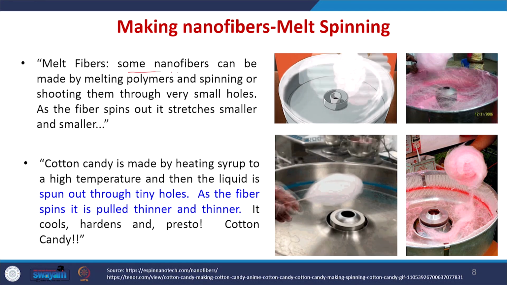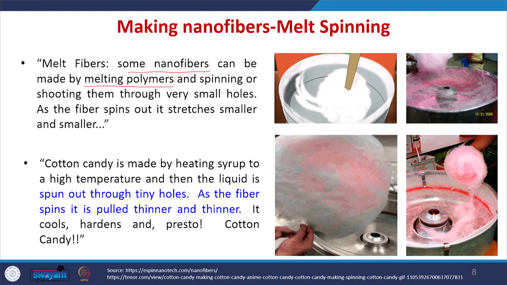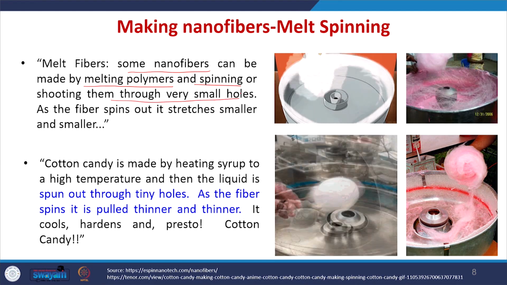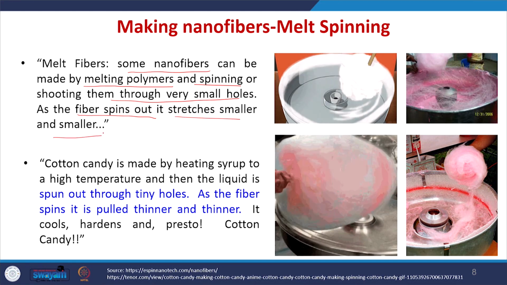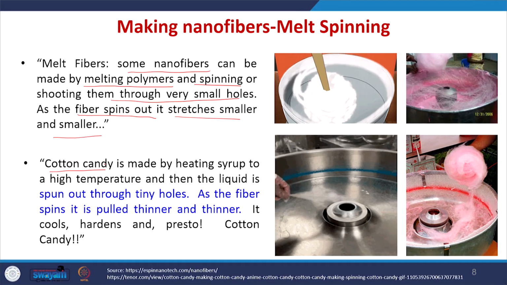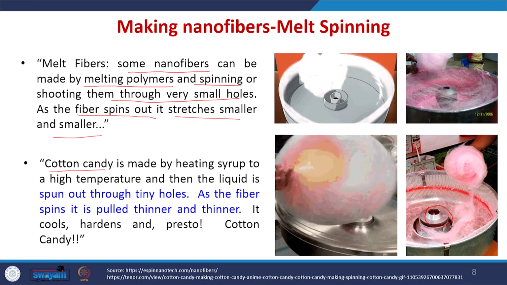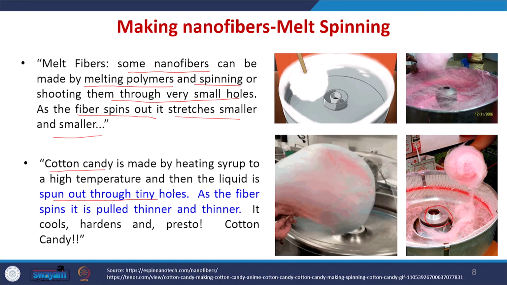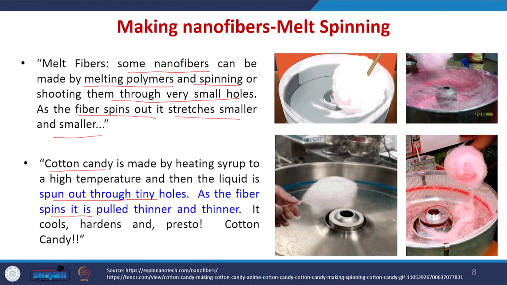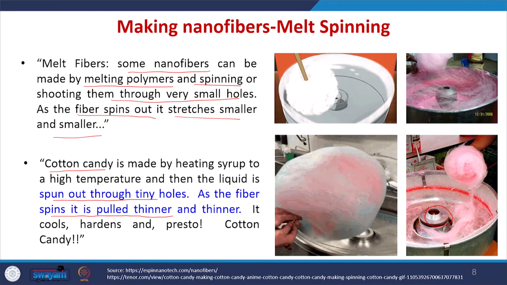Some of the nanofibers can be made by melting polymers and spinning them through very small holes. As the fiber spins out, it stretches smaller and smaller. So, let us see a simple example for understanding this concept. Most of you might have seen this cotton candy. The principle is similar to the cotton candy. How do we make the cotton candy? The vendor adds the sugar crystal here, and the sugar will melt and be spun out through the tiny holes. As the fiber spins out, it is pulled thinner and thinner, and what you get is the cotton candy. The principle of melt spinning is similar to this. I hope you understood the concept of melt spinning.